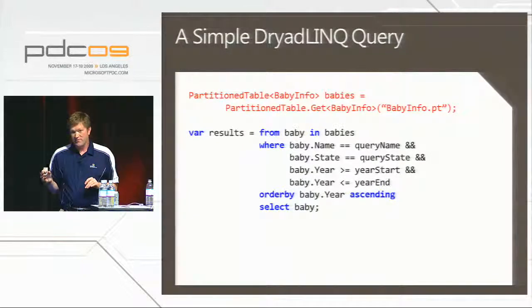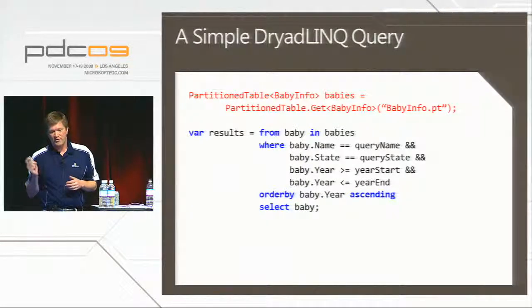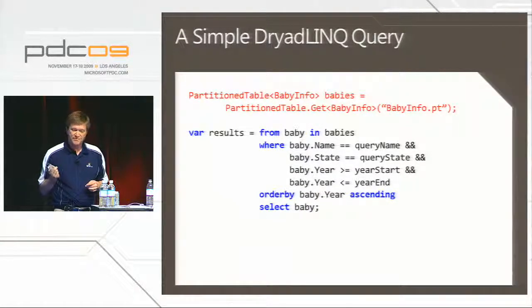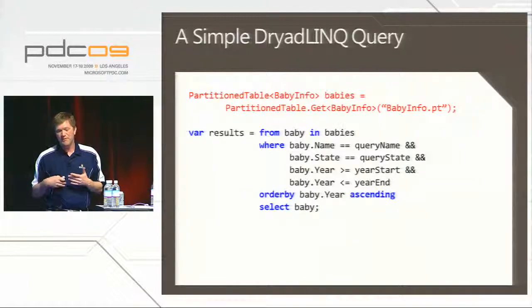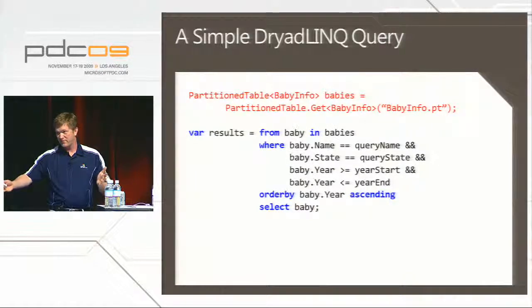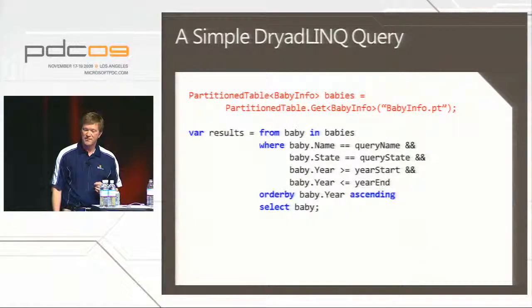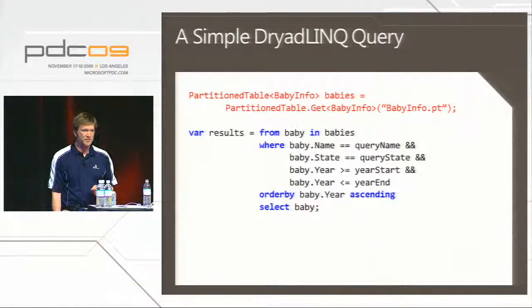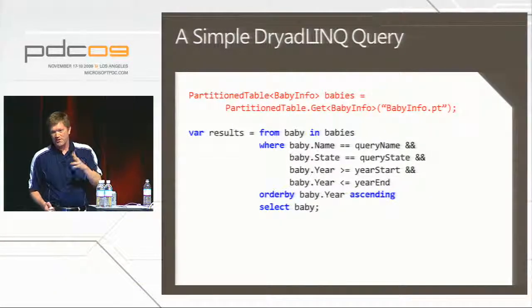And the core data type that DryadLINQ operates on to express that is called a partition table. So instead of an IEnumerable, we've got a partition table of baby info objects. Once we have that data on our cluster, we use that partition table to reference the data, and DryadLINQ does the same kind of operation that PLINQ would do to parallelize the query, only this time it's parallelizing it across multiple machines and executing the query plan, handing it to Dryad to do the actual computation in parallel on all the machines where the baby names are stored.